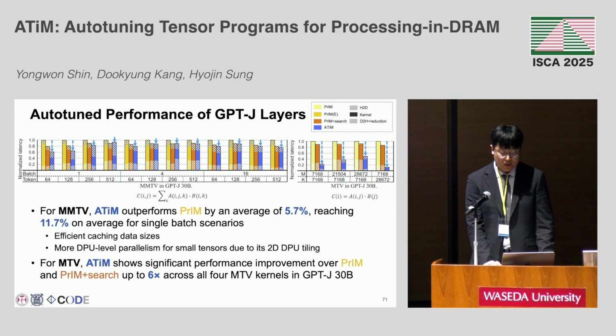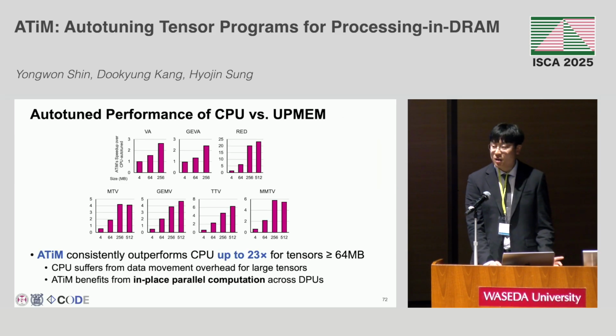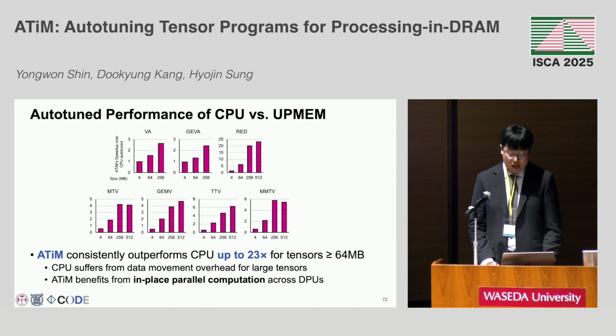For MTV, ATiM achieves up to 6.6 times speedup across all kernels in GPT-J 30 billion. ATiM consistently outperforms CPU, achieving up to 23 times speedup for tensors larger than 64 megabytes. This is because ATiM performs in-place parallel computation across DPUs, removing significant data movement during computation.